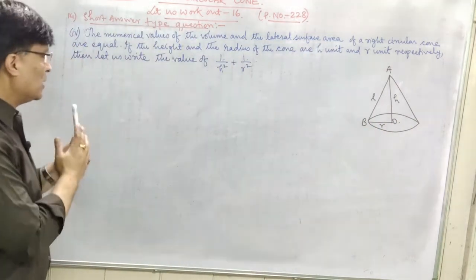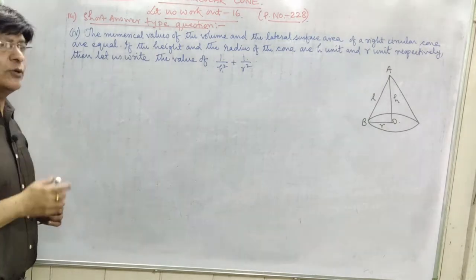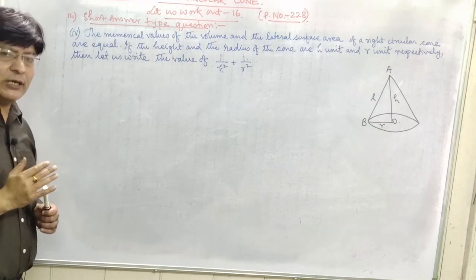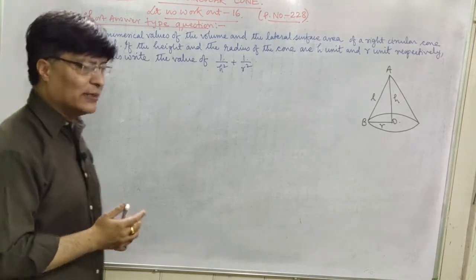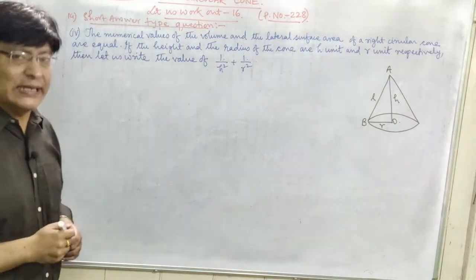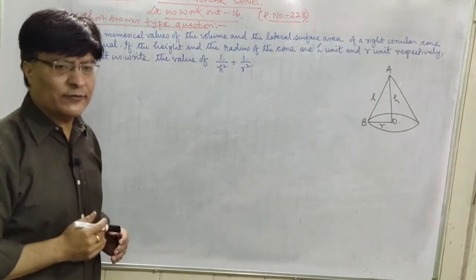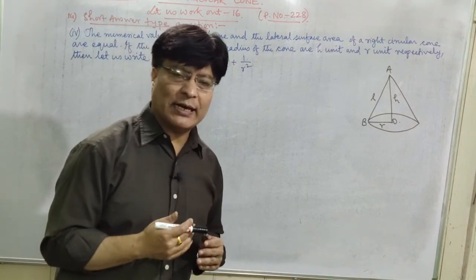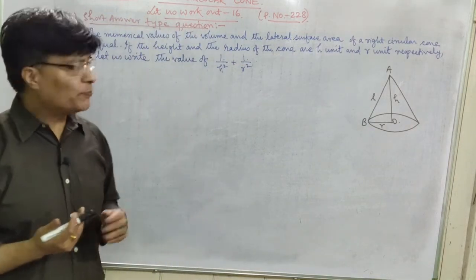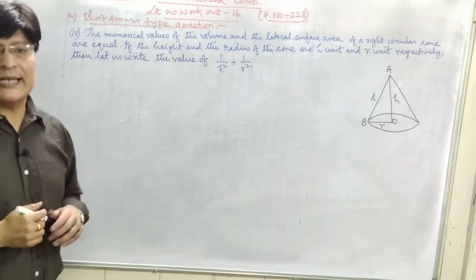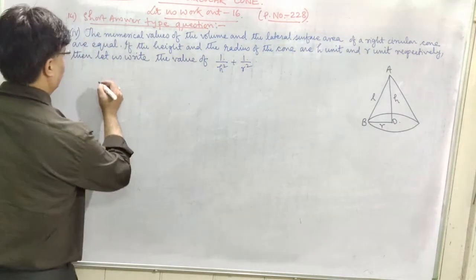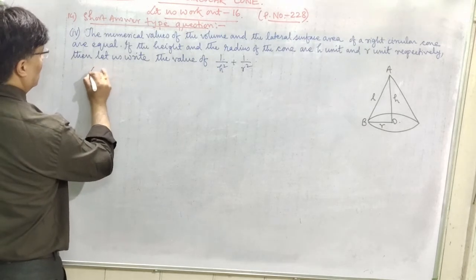Okay, so now let's do this problem. In the question it is given that the numerical values of the volume and the lateral surface area of a cone are equal. To find the volume and lateral surface area, we need to know the height of the cone, the radius of the base of the cone, and the slant height. Let us assume it. So let us do the solution now.